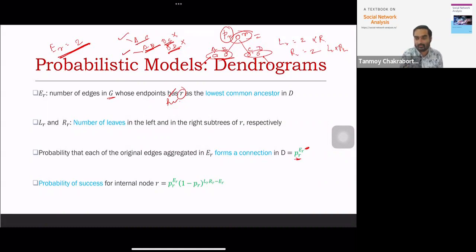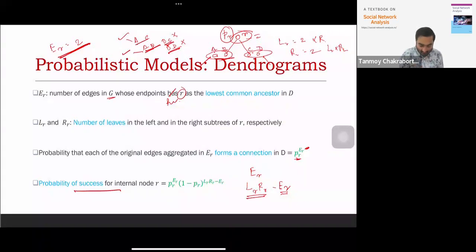Nodes are independent. Edges are independent of each other, right? So what is the probability of success? Think about it. ER number of pairs are actually connected. And how many pairs are not connected then? LR, RR minus ER, because these are the total possibilities, and this is the number of edges which are already there, right?